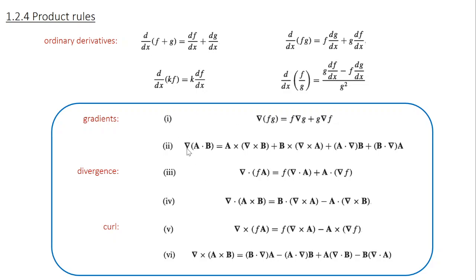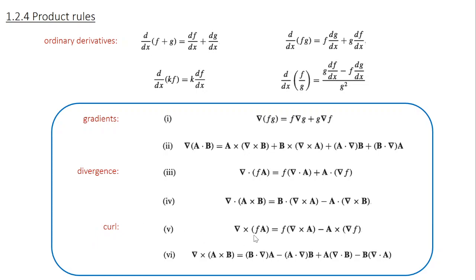Similarly, gradient of a dot b equal to a cross del cross b plus b cross del cross a plus a dot del into b plus b dot del into a. The product rules for divergence: del dot f into a, where f is a scalar, is equal to f into del dot a plus a dot gradient of f. Similarly, del dot a cross b equal to b dot del cross a minus a dot del cross b. Product rules for curl.